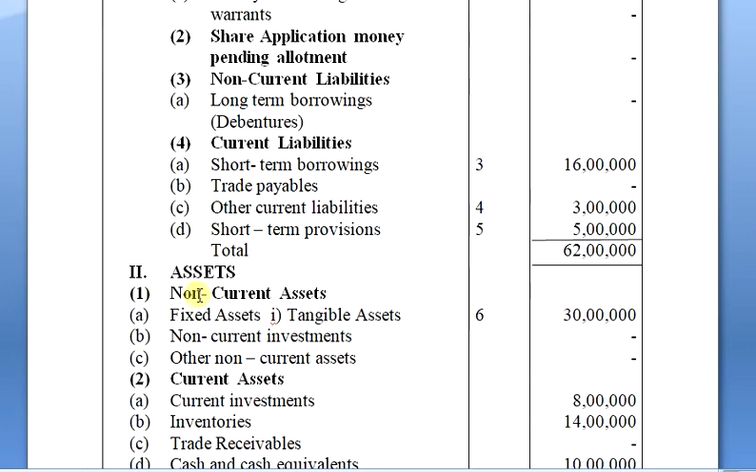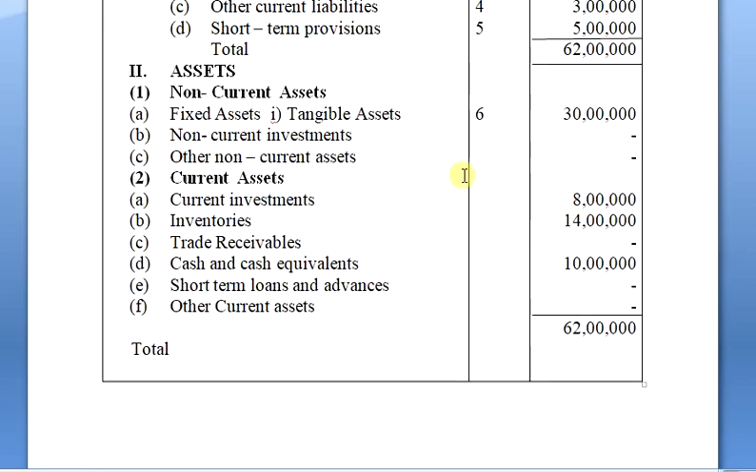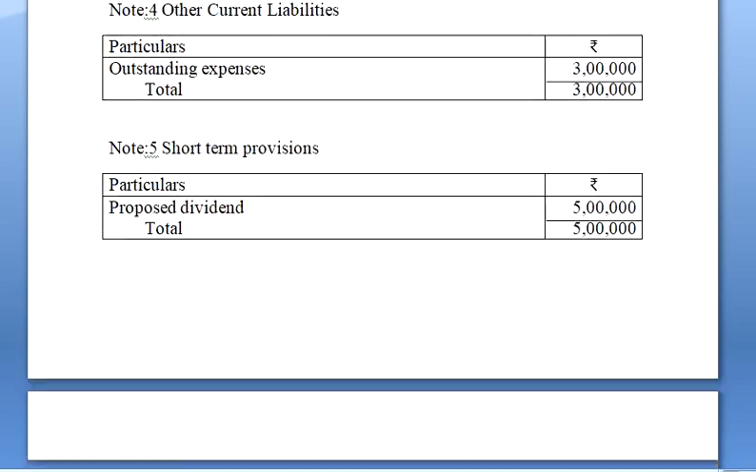Again moving on to the next major head, assets. Under the assets, first 2 major heads we will be getting: non-current assets as well as the current assets. Under the non-current assets, fixed assets, that is tangible assets. Note number 6, we have maintained 30 lakhs. How will we be getting 30 lakhs?